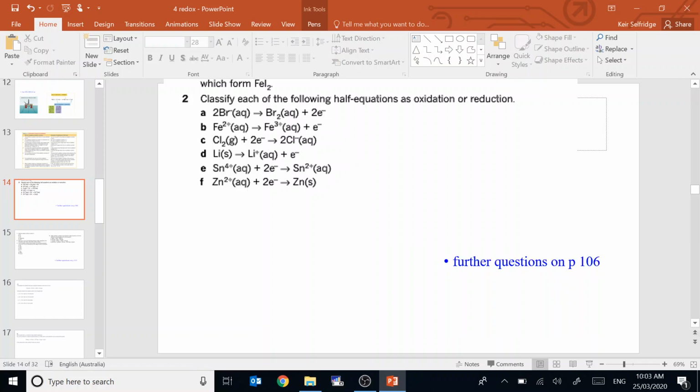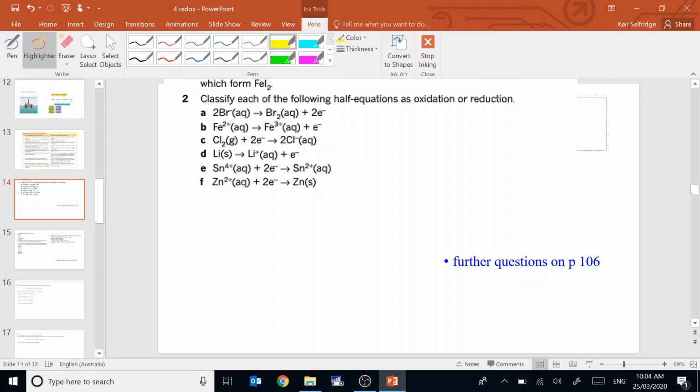Okay, everybody, let's try and do a couple of questions. So, looking at the first one, we have to recognise which of these half equations is oxidation and which one is reduction. Just having a quick look, we've got the three methods of working out which is which. The three methods are: can I see oxygens going up or down? Can I see oxidation numbers? Do I need to work them out? Or can I see electrons?